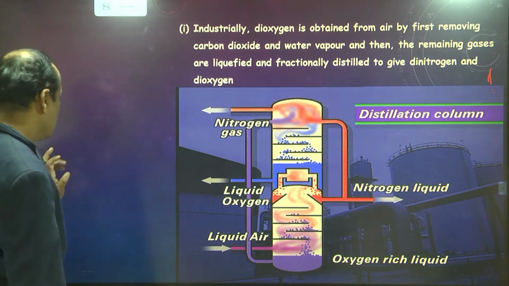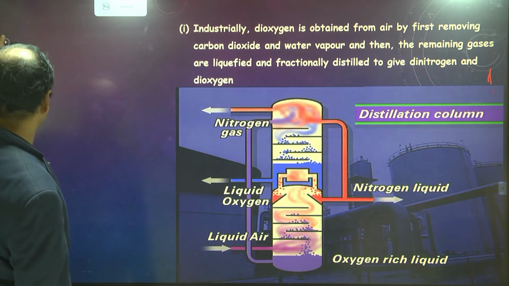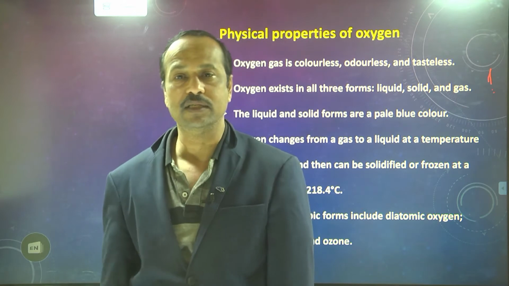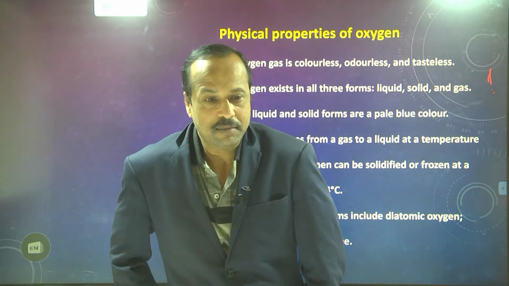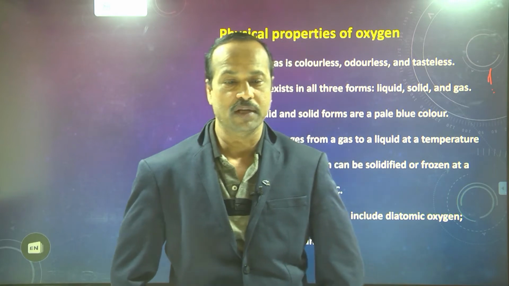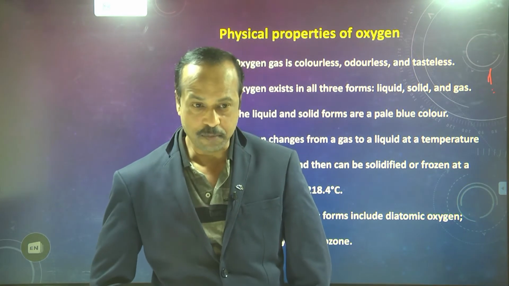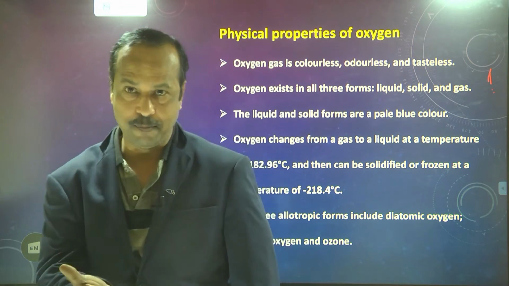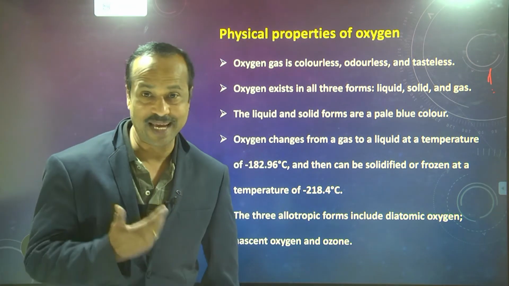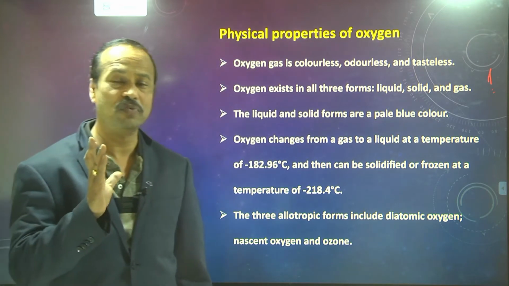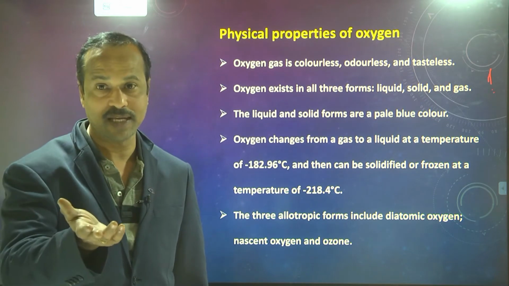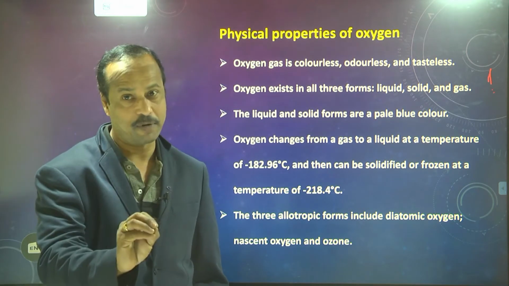Right, sir. So today we are going to discuss the properties of oxygen, physical as well as chemical properties. In chemistry, generally, any matter has two types of properties. One is called physical properties, and the second is called chemical properties. Physical properties means how they appear, the external features. Internally how they behave, how they react with other elements, comes under the chemical properties.